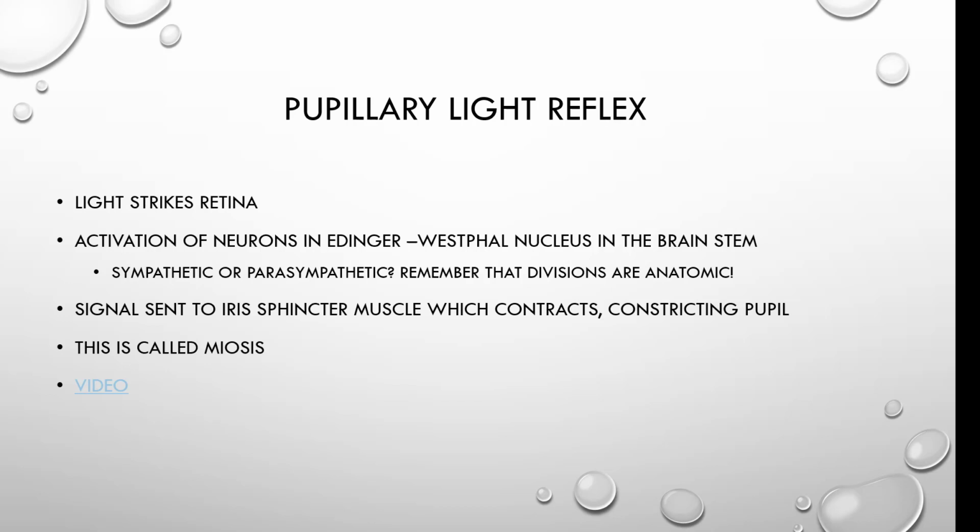So this Edinger-Westphal nucleus sends signals back to the eye through the third cranial nerve to a muscle that is called a couple things. It's called the constrictor pupillae or the iris sphincter muscle. It is a circular muscle, and when it contracts, it constricts the pupil. The pupil becomes smaller. This response is called miosis.